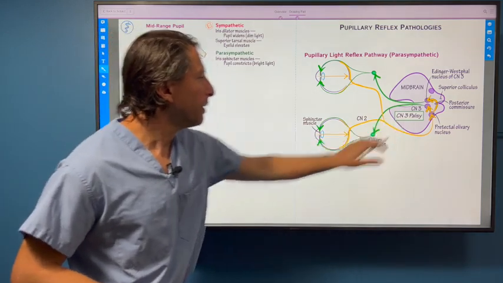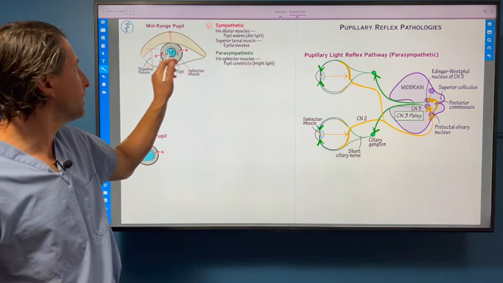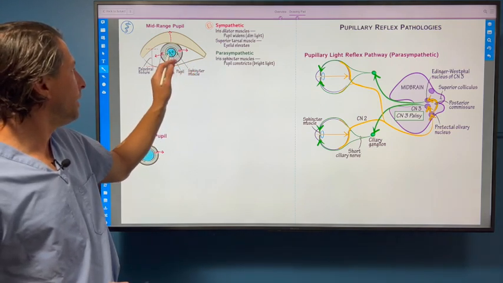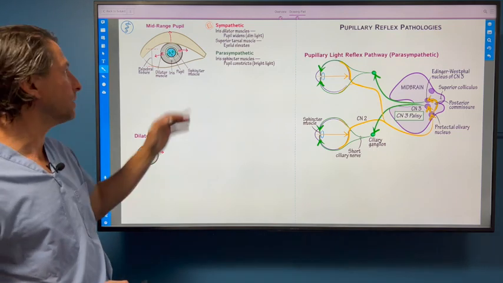So, in a cranial nerve 3 palsy, if cranial nerve 3 causes pupillary constriction, as we can see here, then the pupil is going to be widened. It's going to be dilated because it's unable to constrict.